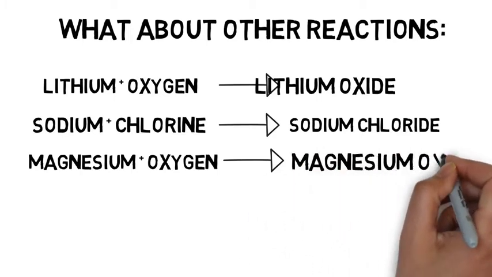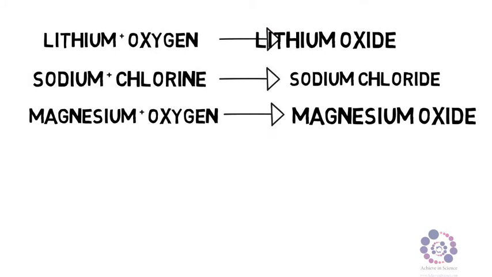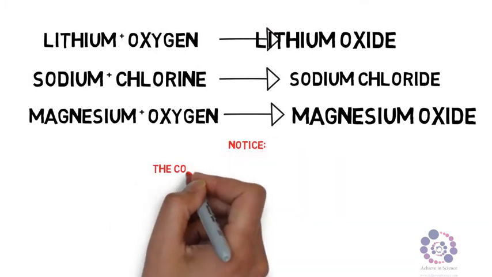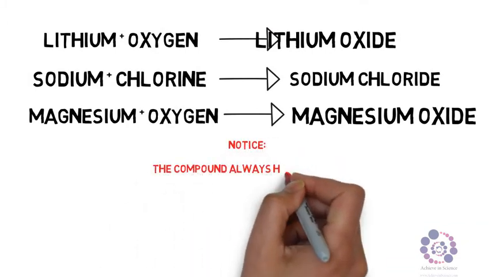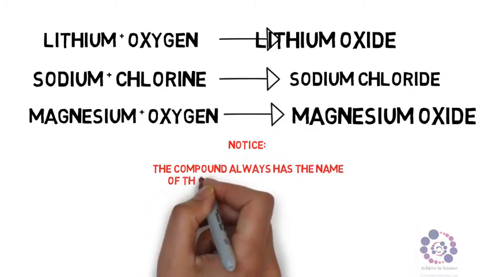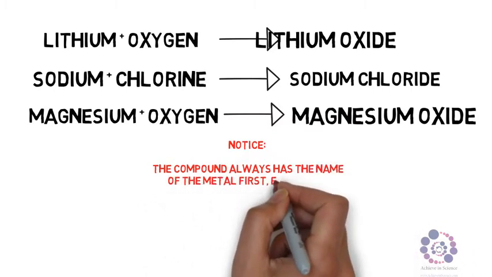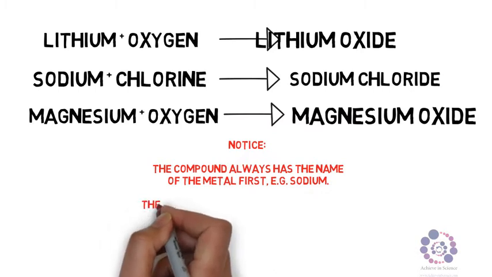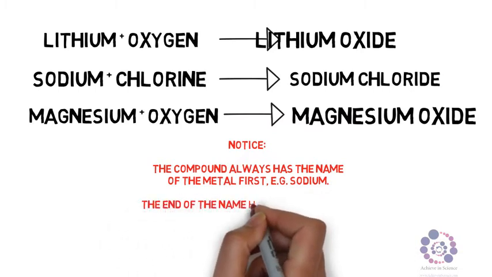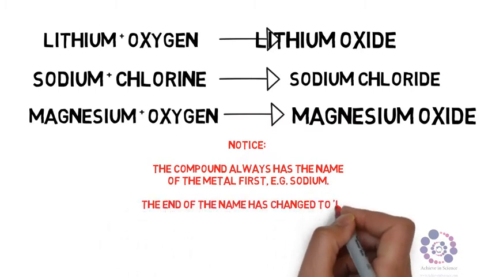So therefore we can notice some differences, some clear similarities as well. We notice that the compound always has the name of the metal first, and the end of the name is changed to "ide" in all of these examples shown. E.g. chlorine is changed to chloride.